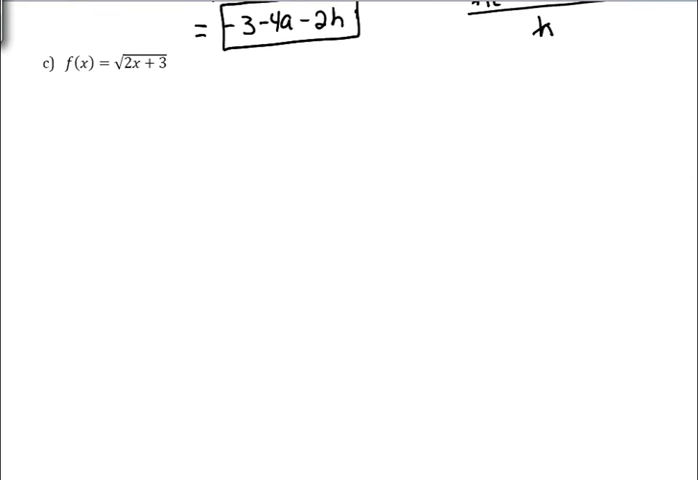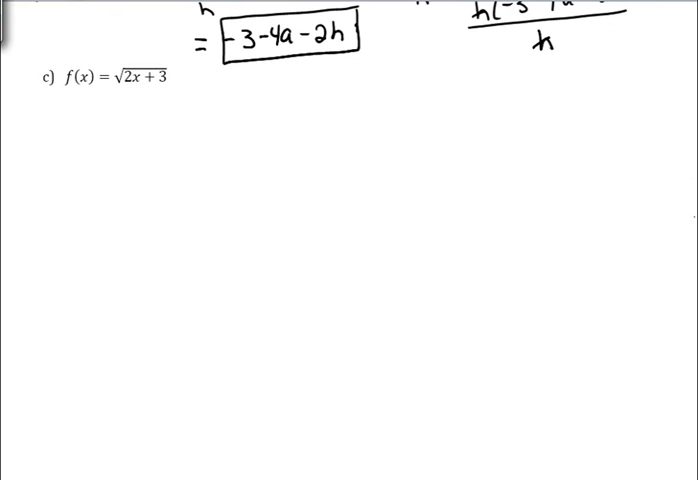In example C, we're going to do exactly the same thing. The difference with a square root function is that the simplifying in the end is a little bit trickier, and so we will take a look at how to do that. So our function is f of x equals the square root of 2x plus 3. Step 1 is to find f of a plus h.